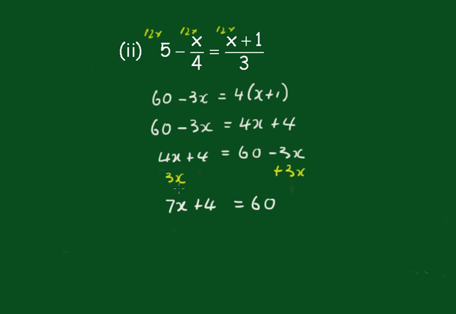Now I'll subtract 4 from both sides, and that will give me 7x equals 56. Now just divide both sides by 7, and we get x is equal to 8. Checking that, put the 8 in there. 8 on 4 is 2. 5 take away 2, it's going to be 3 on this side. And putting the 8 in here, 8 plus 1 is 9, and 3 into 9 goes 3 on that side. So that's correct.